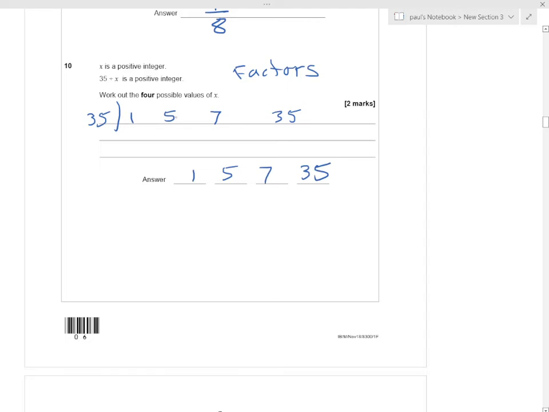Yeah. So if you divide 35 by 1, you get 35. Divide it by 5, you get 7. Divided by 7, you get 5. Divided by 35, you get 1. Whole numbers, integers.